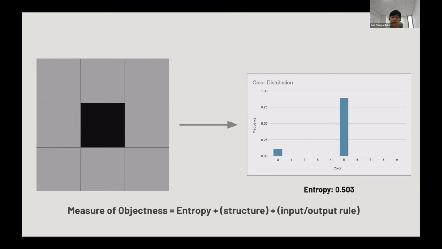So a natural next step is to account for both of those. I'd like to make the measure of objectness the entropy plus some measure for structure plus some measure for the input-output rule. And that's what I plan to do in the future. Okay, thank you.